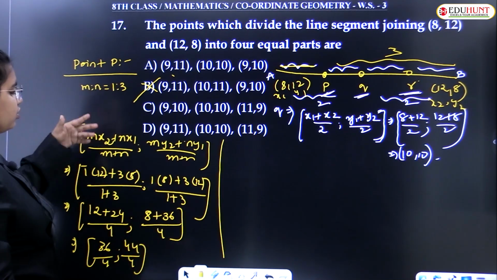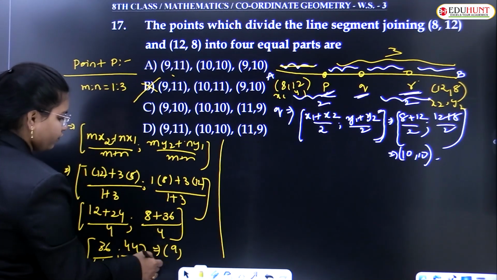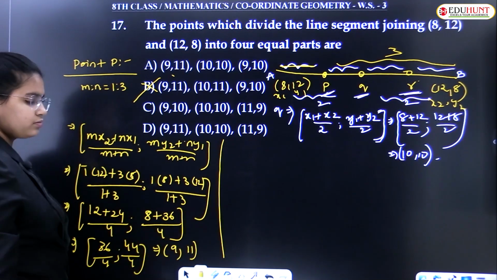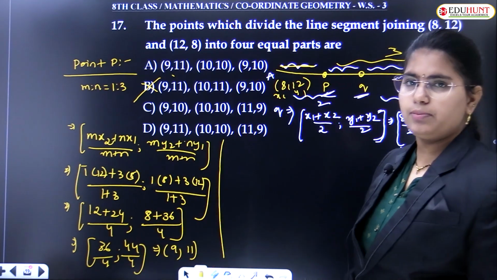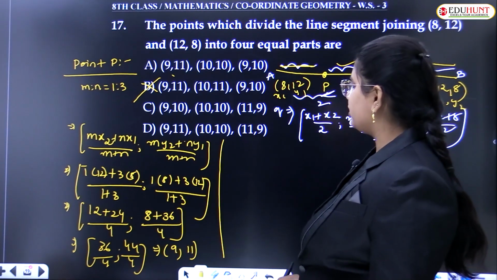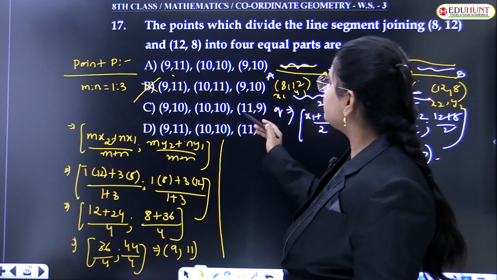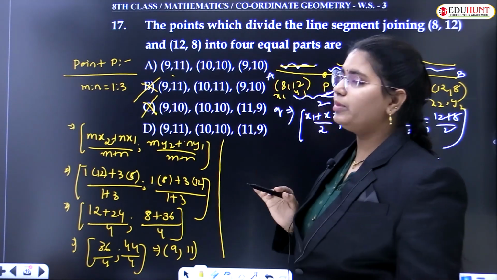But I couldn't find it in the options. Just simplify it. 36 by 4 is 9. 44 by 4 is 11. Just look at the problem once. So 9, 11 and 10, 10. 9, 11 is not there in the C option. So I am just eliminating it.